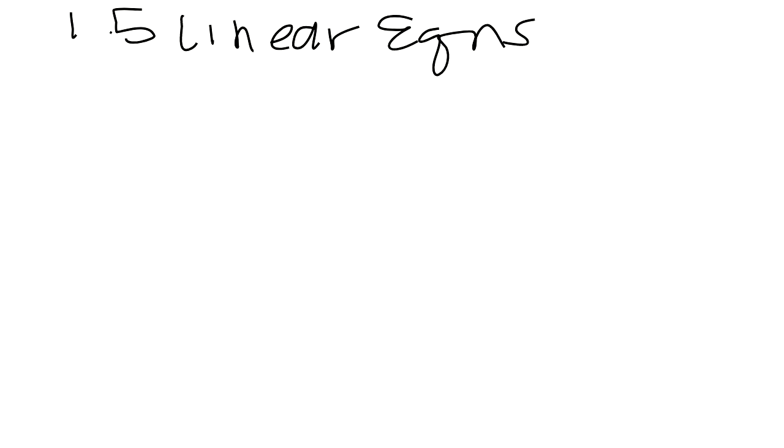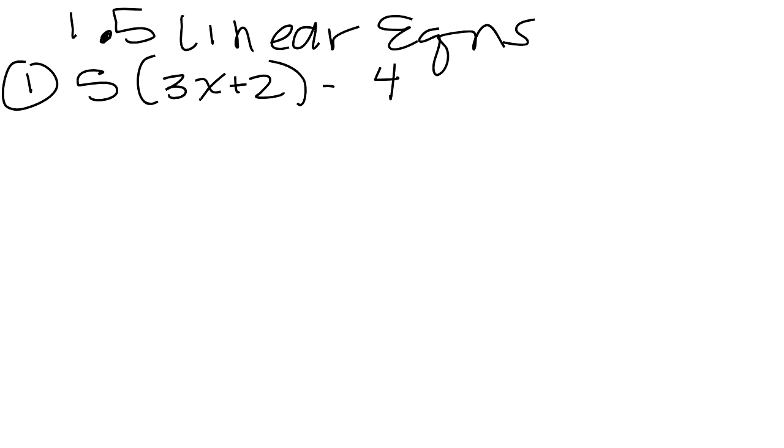So I wanted to start with section 1.5, which is these linear equations. I'm going to start with one that's a little bit involved, but still doesn't have any fraction stuff in it. And then we'll get into some fraction things as well so that you guys can see the way to work a fraction problem. So let's say we had something like 5 times (3x plus 2) minus 4 equals 6 times (2x minus 1), or something like that.